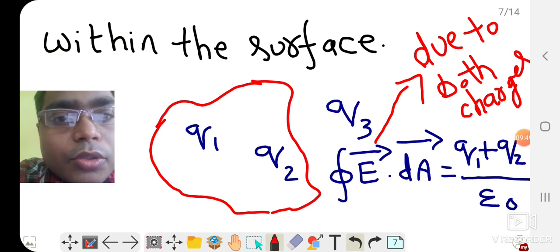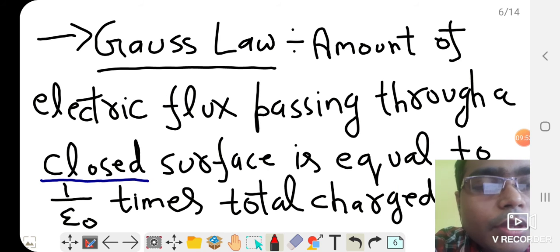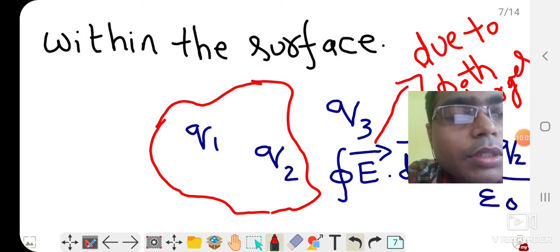So this is the Gauss law. So what is the statement? Let us see the statement again. The amount of electric flux passing through a closed surface is equal to 1 upon epsilon naught times the total charge enclosed within the surface.